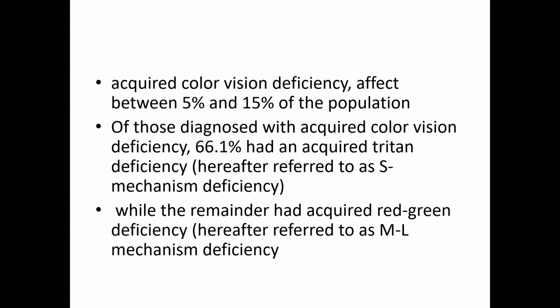Acquired color vision deficiency affects between 5 to 15% of the population. Of those diagnosed with acquired color vision deficiency, 66% had an acquired blue color deficiency. The tritan is a blue deficiency. So blue is now referred to as S mechanism deficiency. S is the short wavelength, blue. While the remainder have acquired red and green deficiency, from now on it will be referred to as M and L mechanism deficiency. M and L are the medium and long wavelength, green and red.